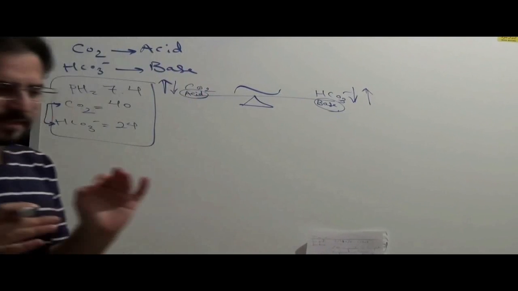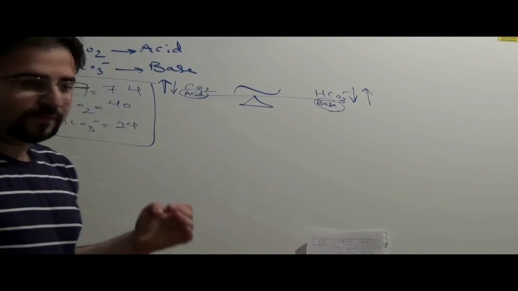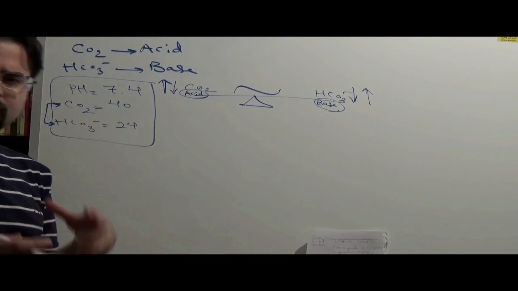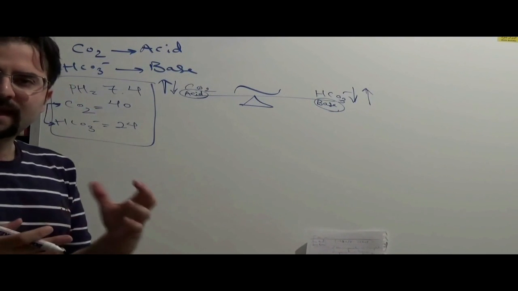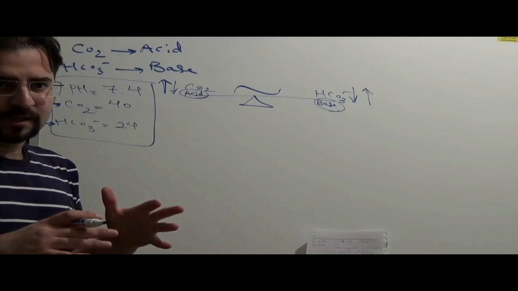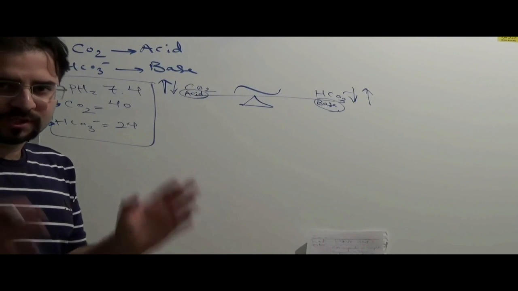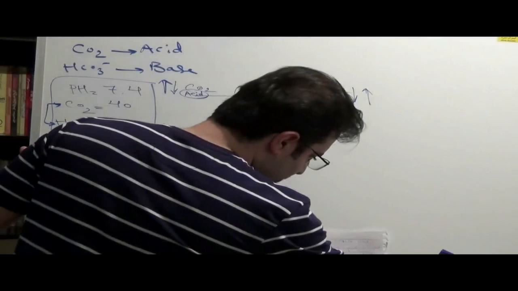Another thing that we need to know is that no compensation is perfect. For example, when we have a problem like acidosis or alkalosis, the body tries to alleviate the problem, but it never can be perfect, and no compensation is perfect. We also need to know that.